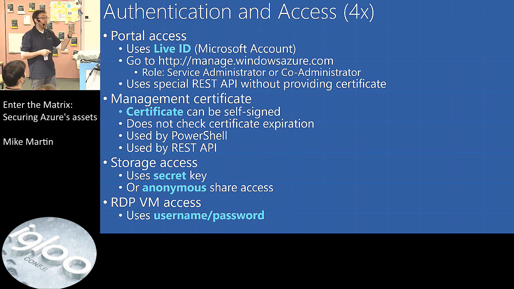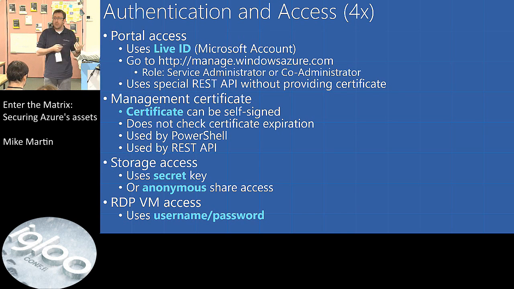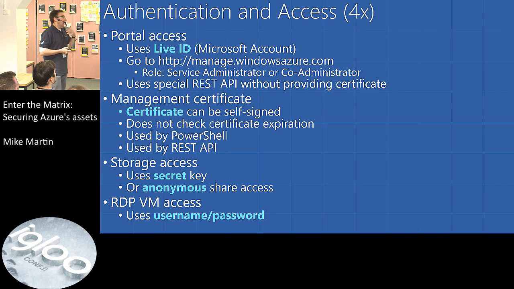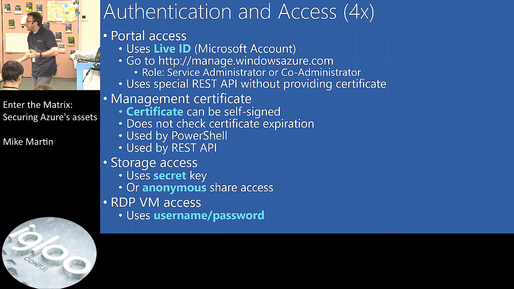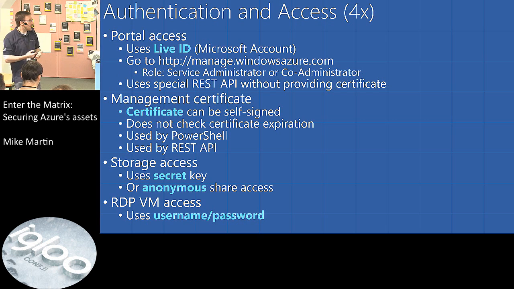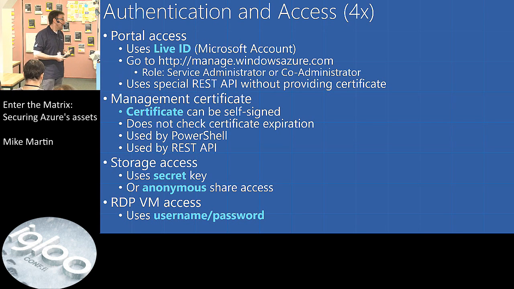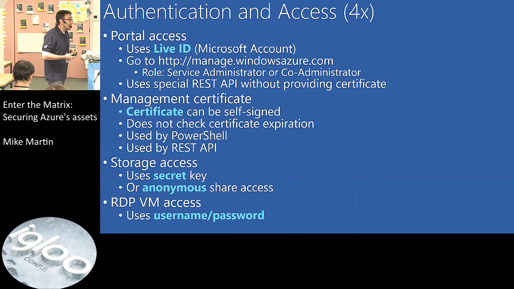And basically, when you create one, you're already a service administrator and you own the place. Or a co-administrator. In the past, which is no longer the truth, but for those who are still using ASM, you could also use certificates. These management certificates can be self-signed. They don't check for certificate expiration, but they can also be used by things like the APIs and PowerShell. Storage access uses a secret. These are the things that you can use.